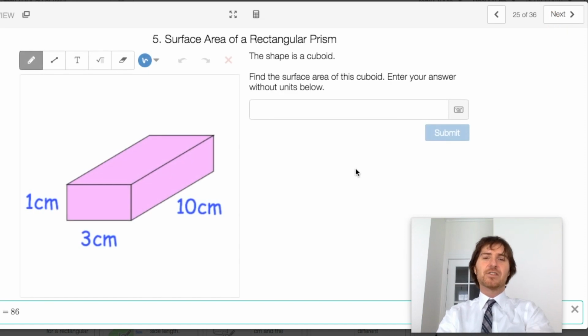Okay? All right, another cuboid. It's just a rectangular prism. All right, find the surface area of the cuboid. Enter your area without units below. All right, I'll do the same thing. Stay organized, okay? Front, back.